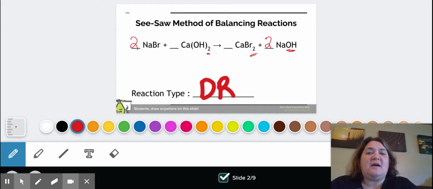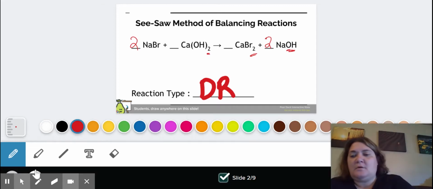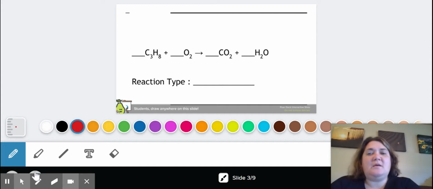But if we look on the other side, we see that we have 2 hydroxides there. And so that's balanced. And then finally, our calcium, we have 1 and 1. And so this is a balanced reaction. Let's look at another one. Here, what type of reaction do we have?